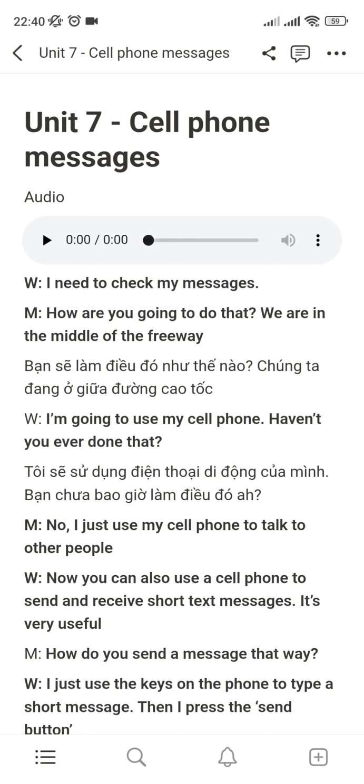Unit 7. Cell phone message. I need to check my message. How are you going to do that? We are in the middle of the freeway. I'm going to use my cell phone. Haven't you ever done that? No, I just use my cell phone to talk to other people.